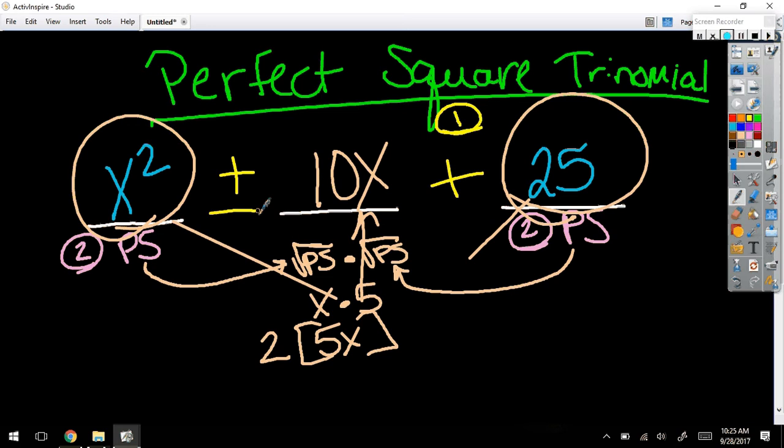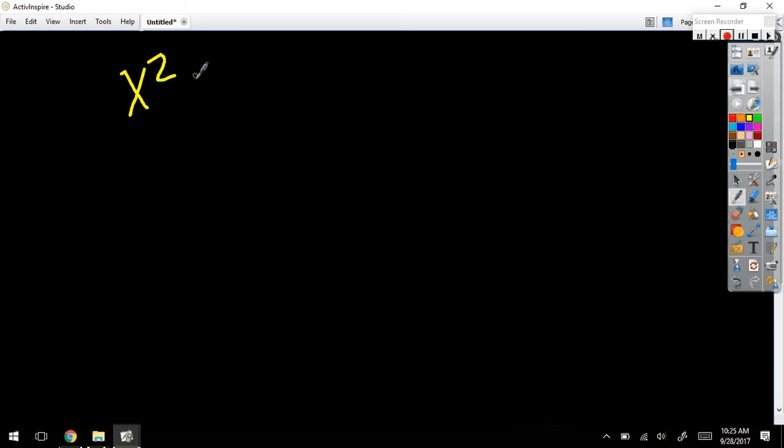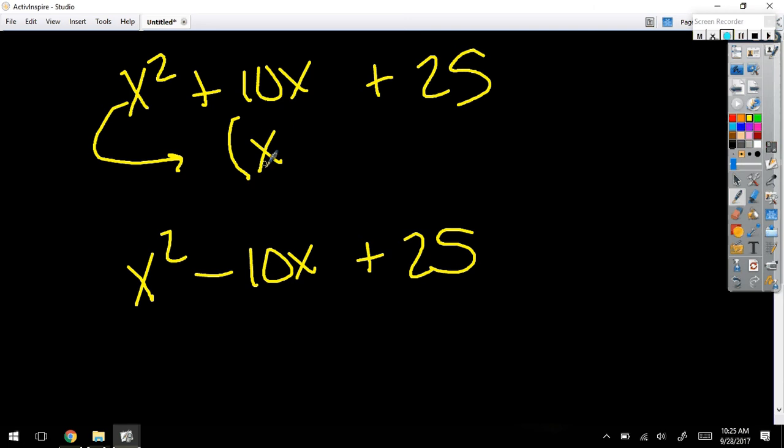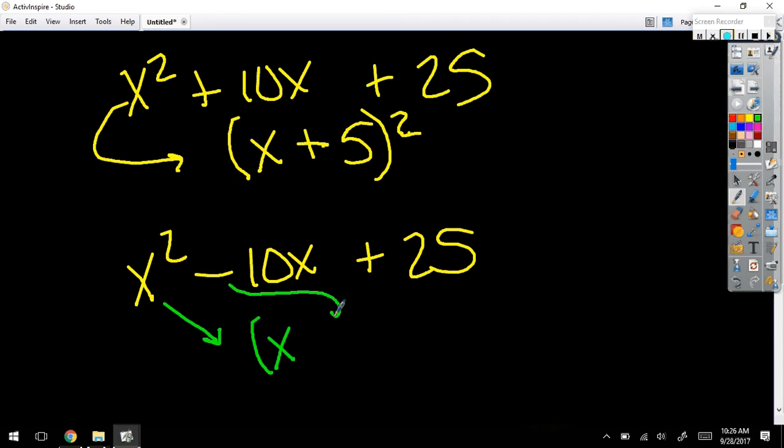So we have established that x squared plus 10x plus 25 or x squared minus 10x plus 25 are both perfect square trinomials. To factor it, you take the square root of the first term, and the square root of the last, and you put a squared on the outside and it's factored. Where did you get the 5? All right, watch. Square root of the first term, square root of the last, squared.